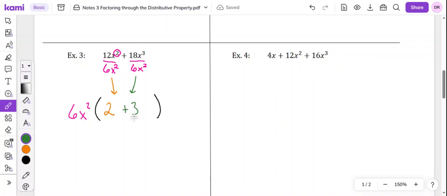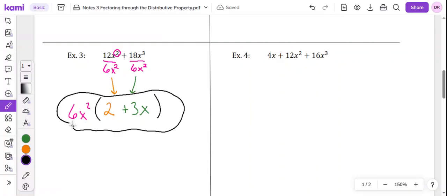We do need a plus sign to show this positive. Every time you write a new term down, you need a plus or a minus to link it to the first. We have the positive 3. We had x to the third. We're taking x to the second away. So we had 3 x's, taking 2 away. We still have a single x remaining. And that leaves us with this new expression, 6x squared times the quantity 2 plus 3x.